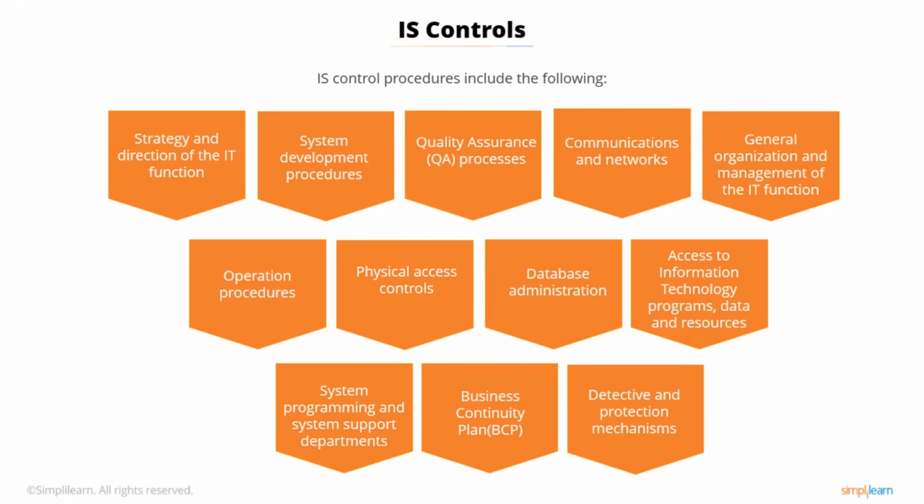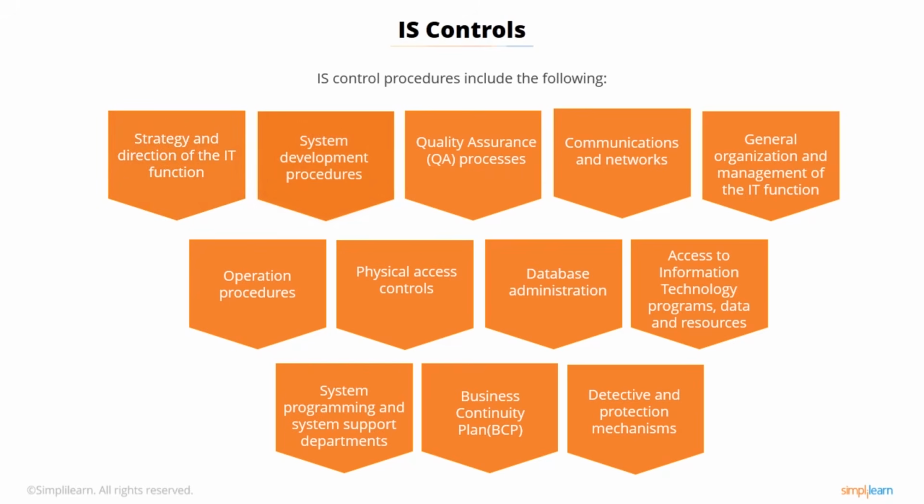Information system control procedures include all of the following, and let's talk briefly about each of these. Strategy and direction of the IT function. What are we trying to accomplish with this specific function? How does it integrate with the organizational goals? It sometimes occurs that enterprise goals change and technology changes, and a particular IS control or particular IT function may no longer fit with the strategy.